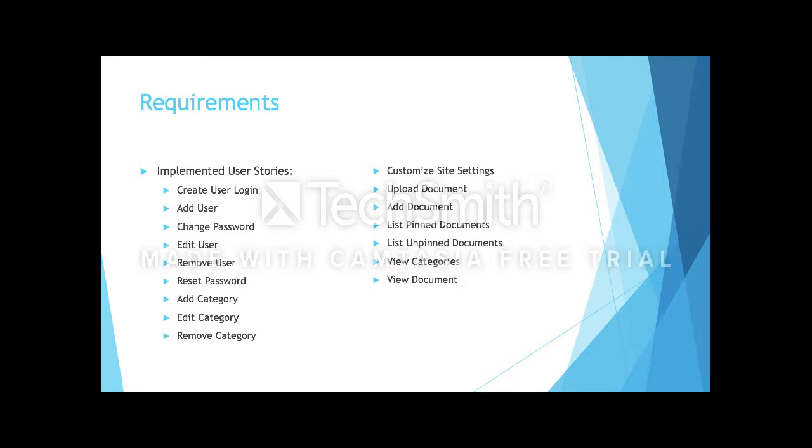Upload document allows the supervisors to upload documents into the system. Add document records all of the information regarding the documents that supervisors have uploaded. List pinned and unpinned documents allows the officers to view the pinned and unpinned documents for each category on their dashboard. View categories allows officers to view all the categories that are in the system on their home page. And view document is allowing officers to view and download the documents that supervisors have uploaded to the site.